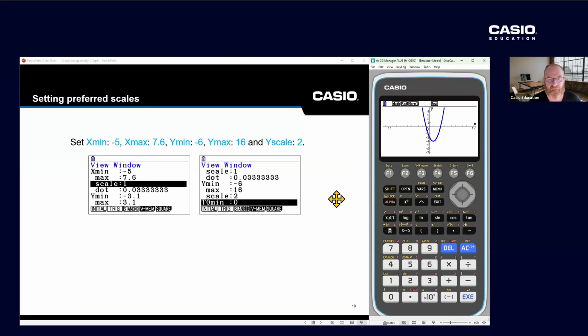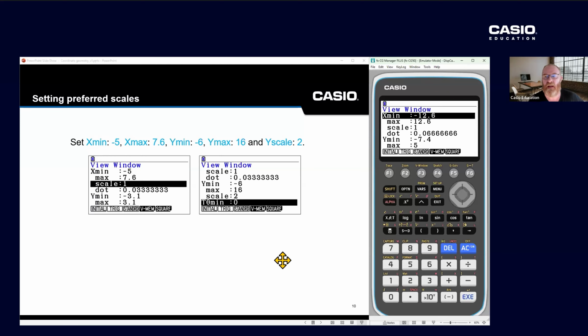Now, I've chosen these settings just for this training session. You don't have to stick to these for every function. It's all relevant to this particular quadratic. If you want to change the scale settings, that's called changing the view window. To do that, we need to press the yellow Shift key and then the V-Win key, view window, that's F3.